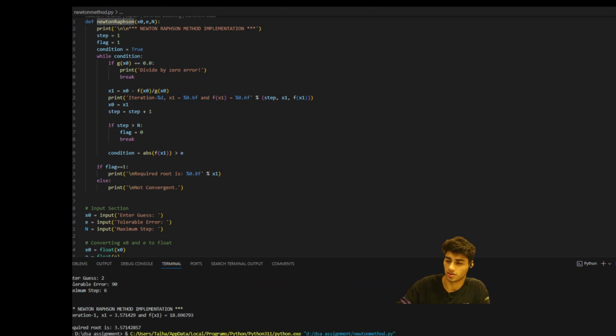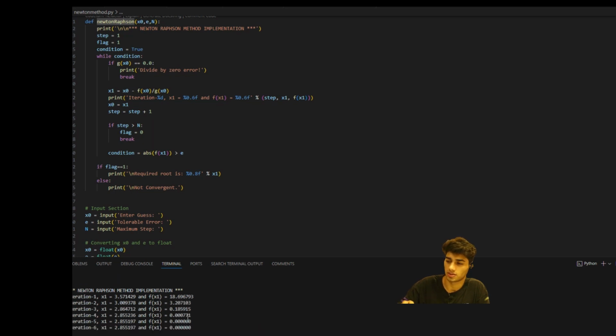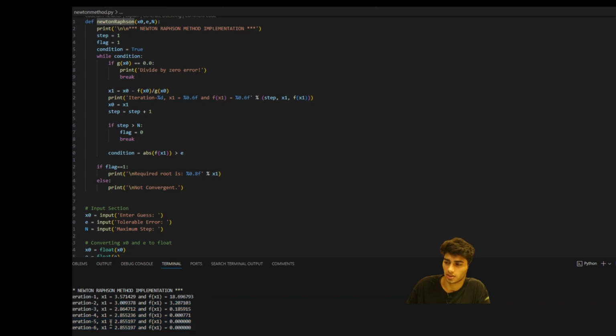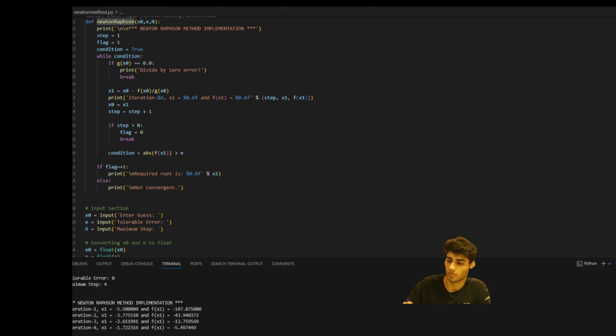Let's say our guess is 2, tolerable error is 0, maximum steps 6. So it performed 6 iterations, and it told us that it is not convergent, as f of x1 at none of the steps became 0. Well, let's run it once again, and let's say our initial guess is 1, tolerable error 0, maximum steps 4. So it performed 4 iterations, and it said not convergent because we cannot get any value of it.